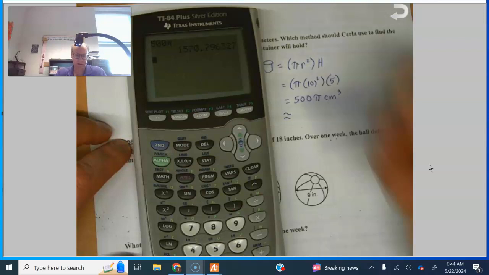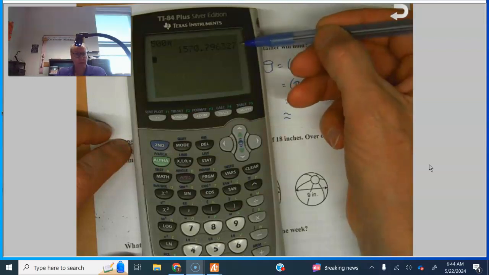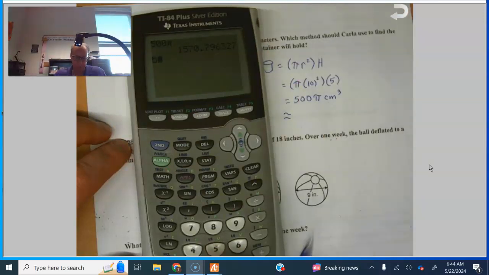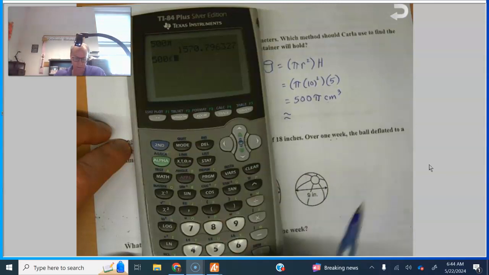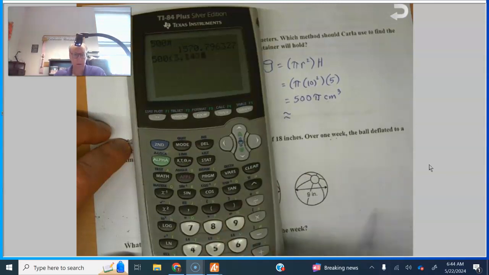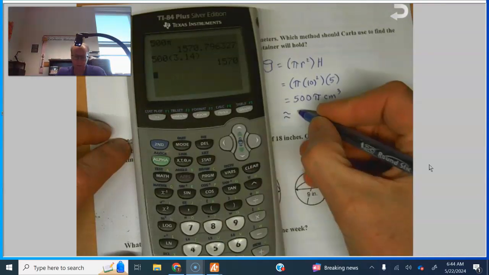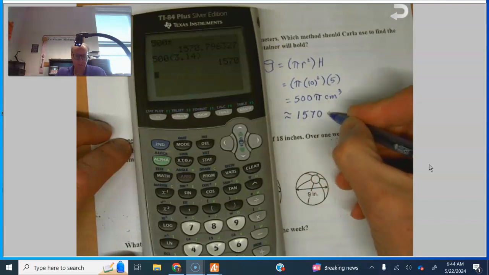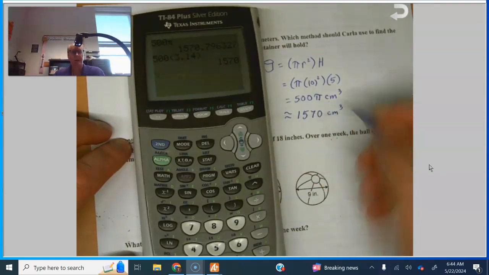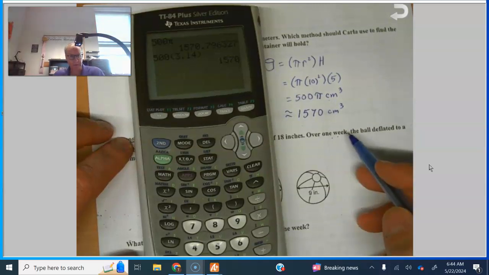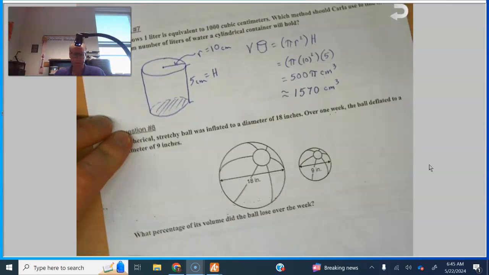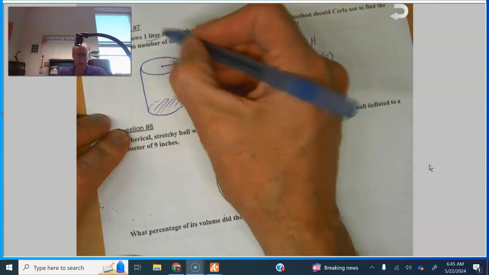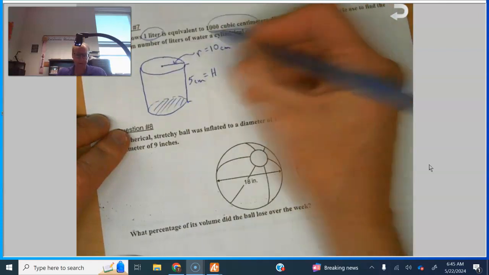Now, this is actually accurate all the way out to the 7. If I were to use 3.14, it wouldn't be as accurate, and it would give me 1570. So either way, it works out. I'm going to say approximately 1,570 cubic centimeters. Now, these are also milliliters, but it says up above that 1 liter is 1,000 cubic centimeters.